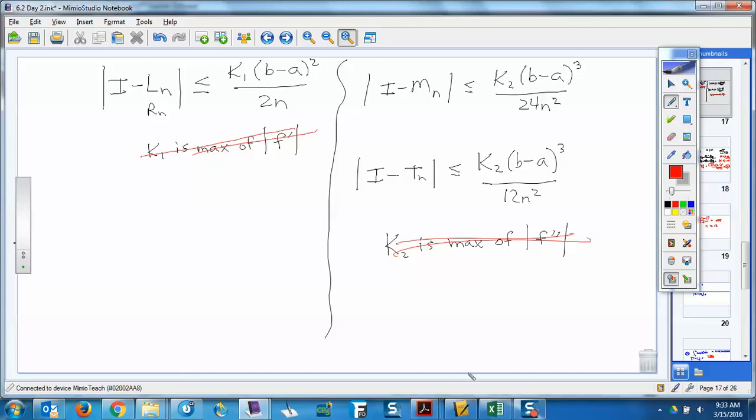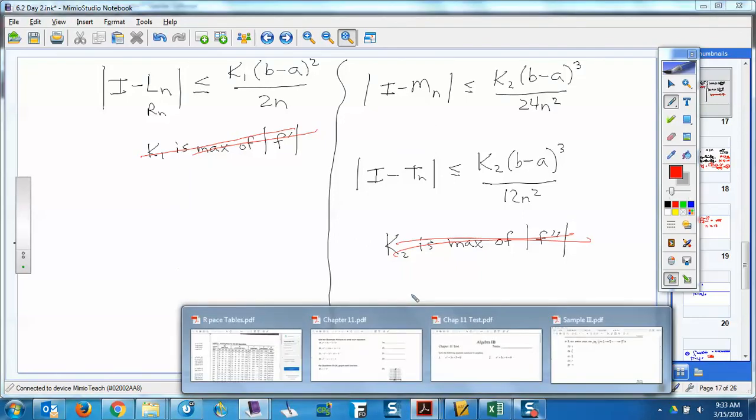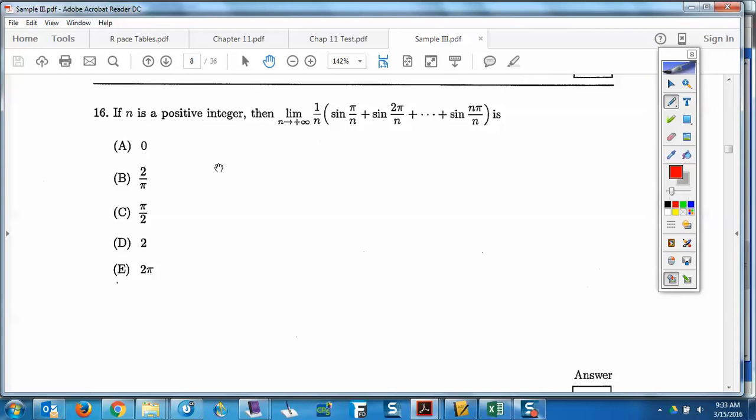All right. Let's take a look at sample 3. So here's what I want you to do. I want you to finish on sample 3 the multiple choice section, okay? Because you're going to be looking for something to do this afternoon.